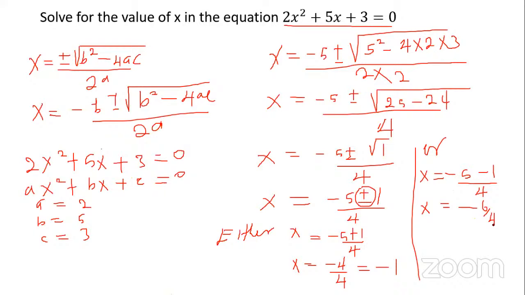Can we simplify negative 6 divided by 4? We shall have -3 divided by 2. Thank you. Or that can be written as -1.5.